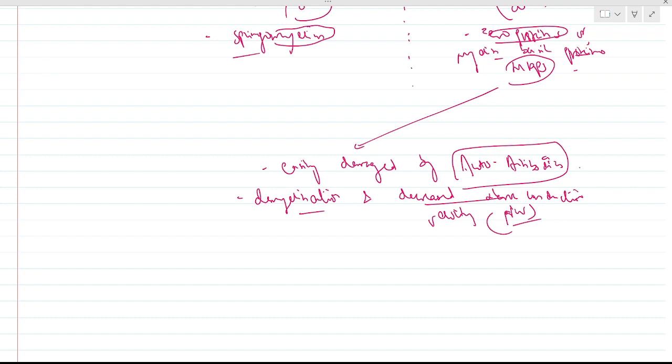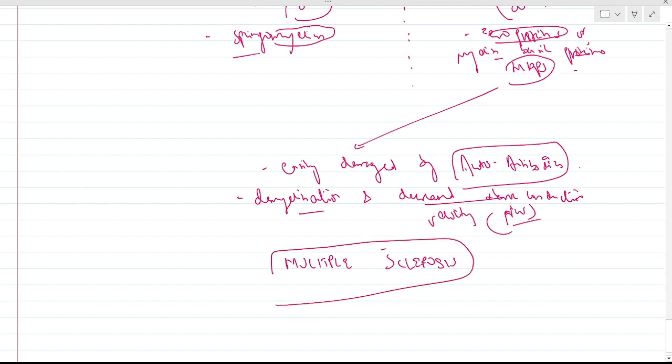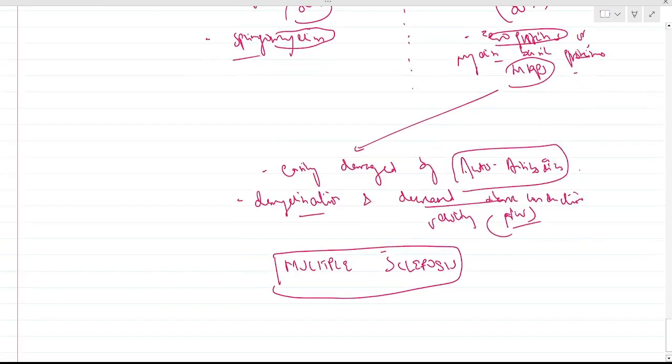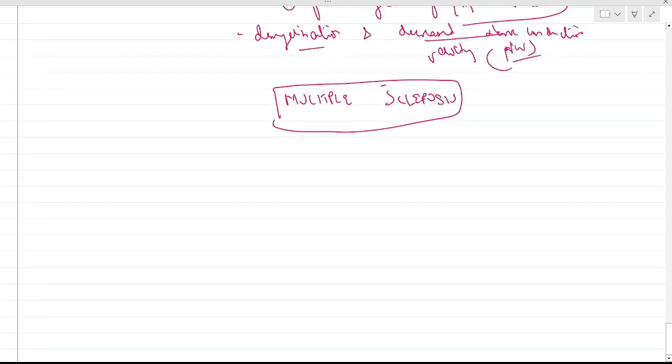Okay, this leads to, remember, this condition called multiple sclerosis. Okay, so multiple sclerosis is due to damage of these zero or myelin basic proteins by autoantibodies, leading to demyelination and decreased nerve conduction velocities. Remember, multiple sclerosis. Okay, very important clinical feature.